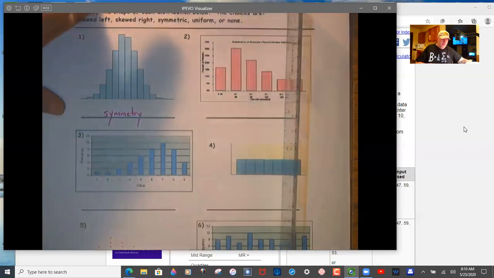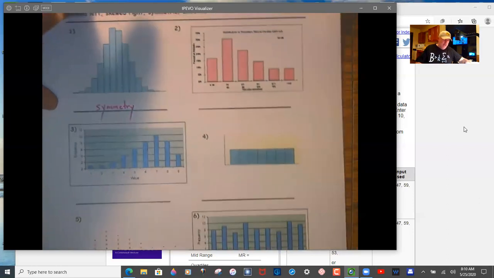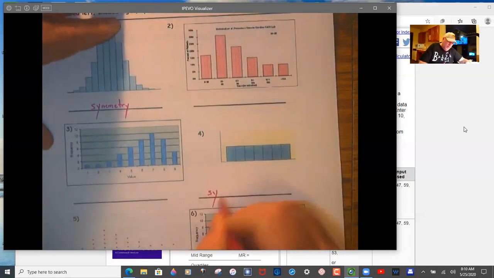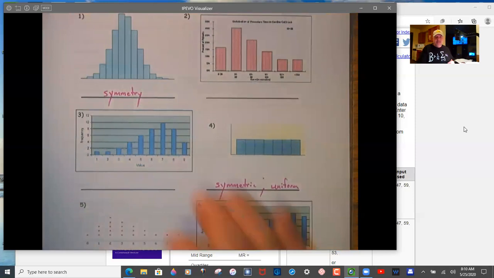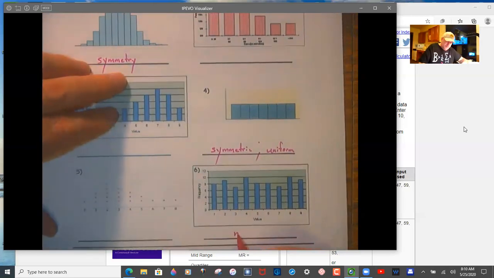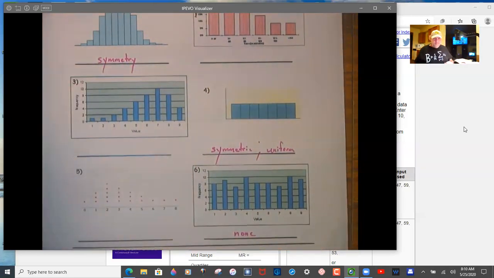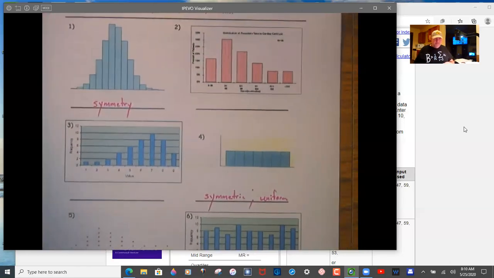What's another one that's symmetric? Number 4. For certain, I can cut that into 2 equal halves. Also, number 4 is uniform. Uniform means just what it says: you're at some consistent level going across. And then number 6 is none of the above. Just get that one out of the way. And the rest are either skewed right or skewed left.